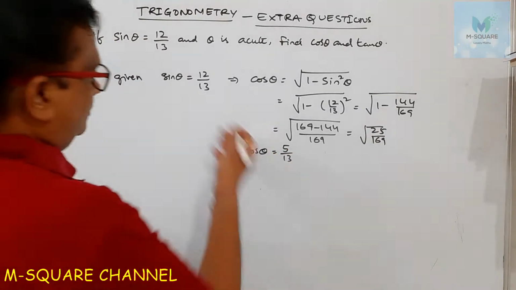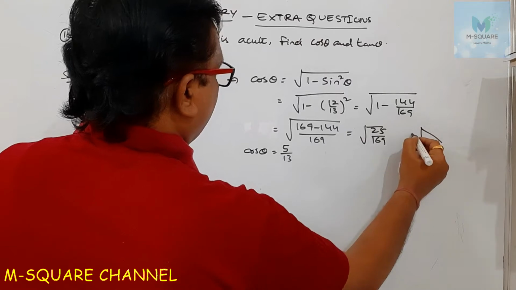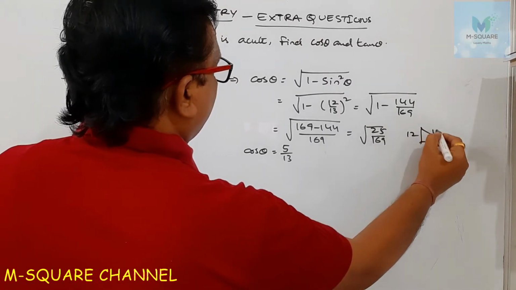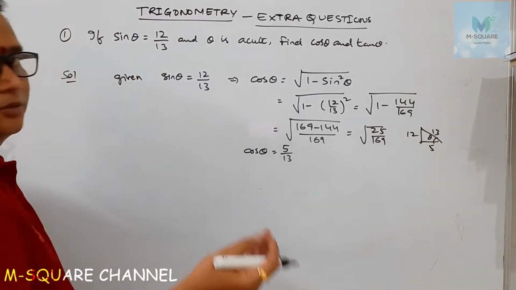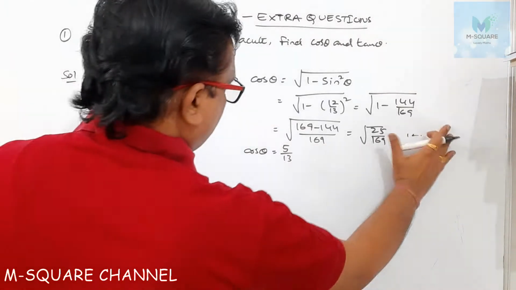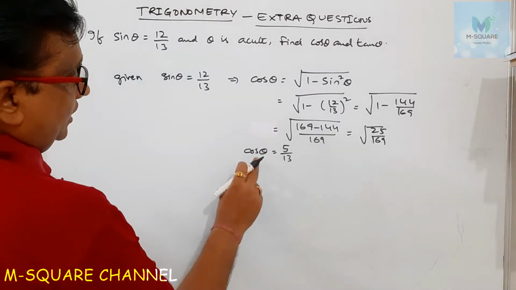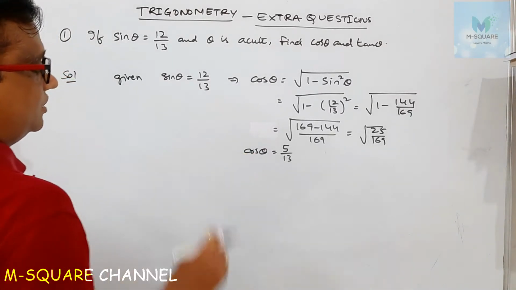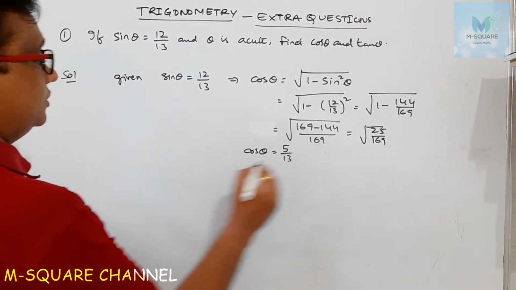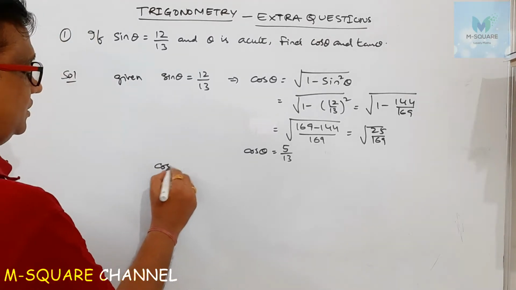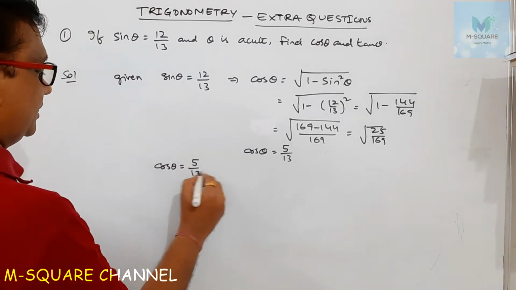If you take the triangular method also, suppose this is theta, the opposite is 12 and the hypotenuse is 13, so this is 5. Normally you can do it in the triangular method also. So next one is tan theta. Already you know cos theta, so take the help of cos theta. So cos theta equals 5 by 13.